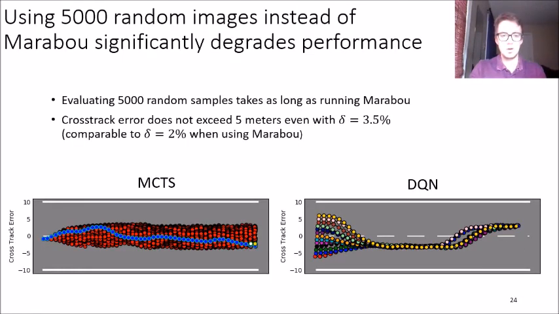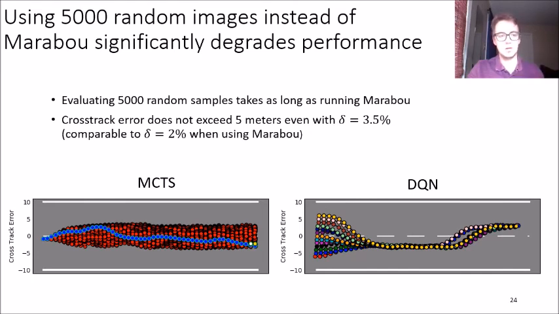Instead of Marabou, we could also just sample 5,000 random images and use the worst case disturbance of those sampled images. And we chose 5,000 because that takes about the same time as running Marabou. But what we find is whether we use Monte Carlo tree search or deep Q networks-based adaptive stress testing, we don't find any interesting failure sequences, and in fact, we can only get to about 5 meters of cross-track error. So this indicates that Marabou is really important in order to find those hard to find images that could cause us to fail.